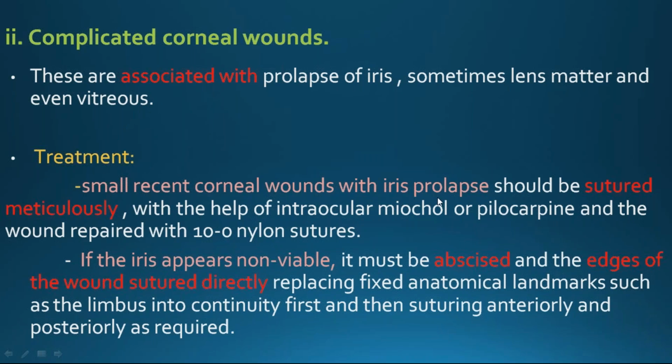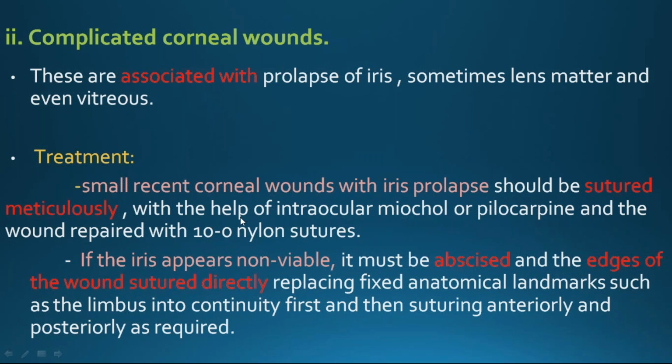Small central corneal wounds with iris prolapse should be sutured meticulously with the help of intracameral miochol or pilocarpine, and the wound is repaired with 10-0 nylon sutures. Small corneal wounds are there. You should suture them with nylon sutures.